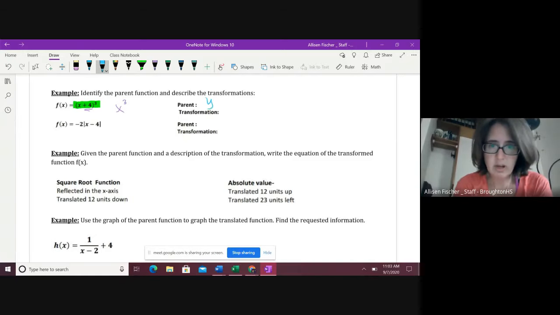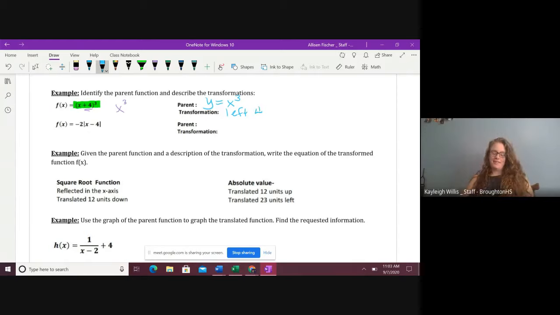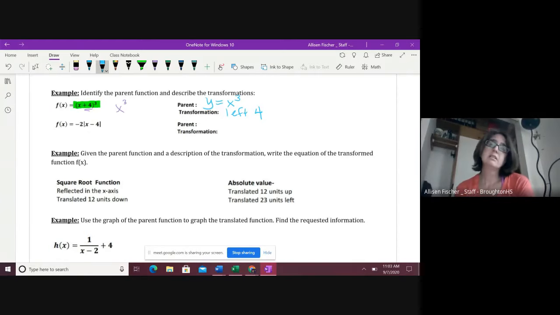So the parent is y equals x cubed. And so the transformations that take place, this is where we're talking about left, right, up, down, and how many, and if there's any reflections that take place, any vertical stretching, anything like that. So that plus 4 means that we've moved to the left. Yeah, why not to the right? Because it's positive. Because anything that's inside of grouping symbols with the x does the opposite of what your brain wants to say, which is one of the most annoying things in mathematics. So plus 4 means to the left 4.